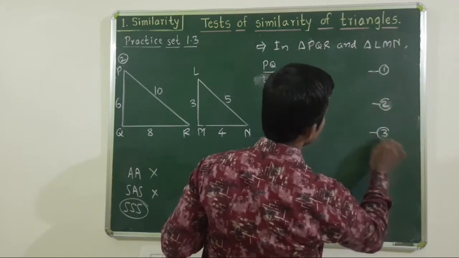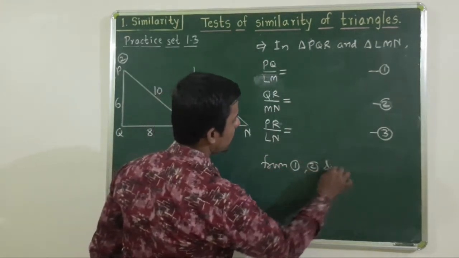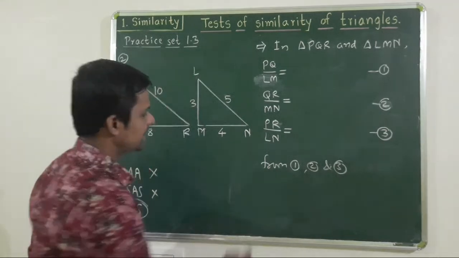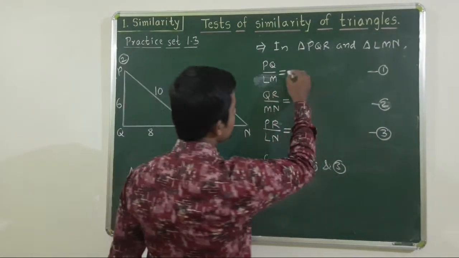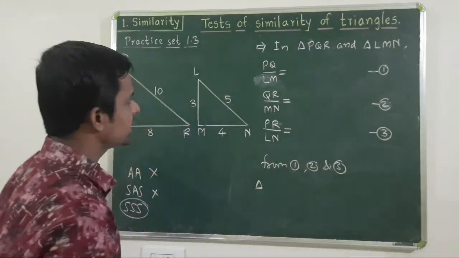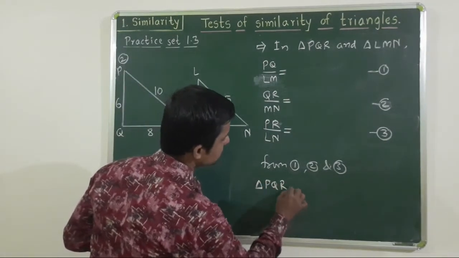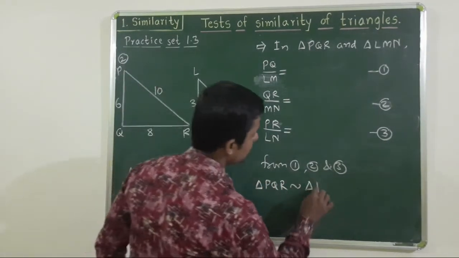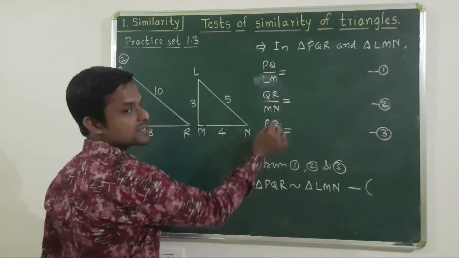Hence from 1, 2 and 3, we can write triangle. We have to solve all this. I am keeping space for you. Solve at home. You are already at home. That is, triangle PQR is similar to triangle LMN by the SSS test.